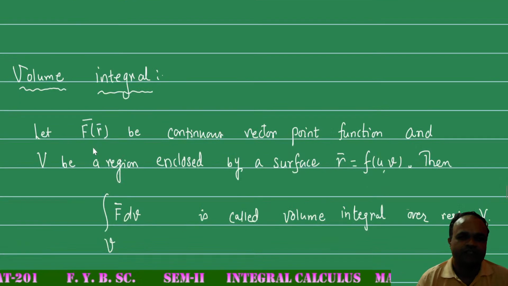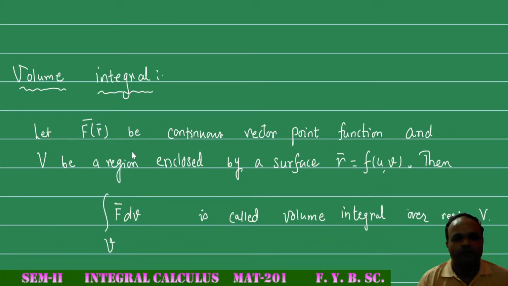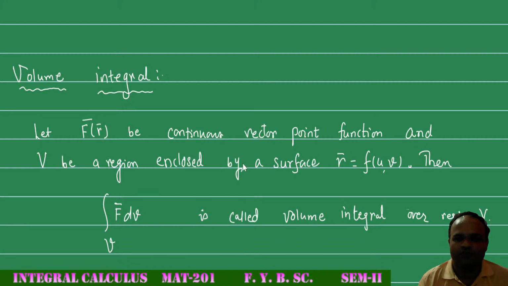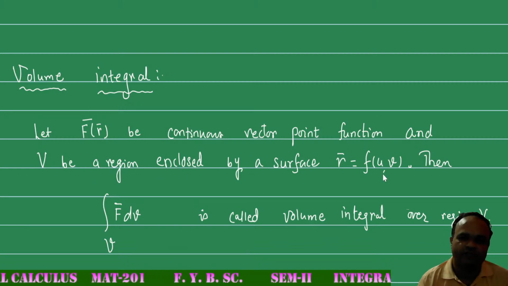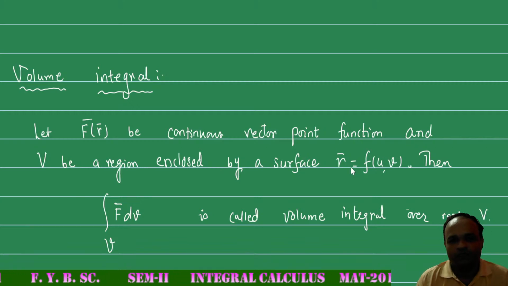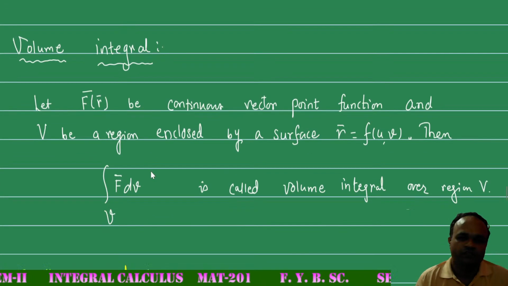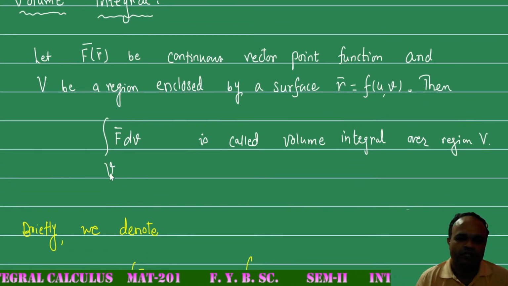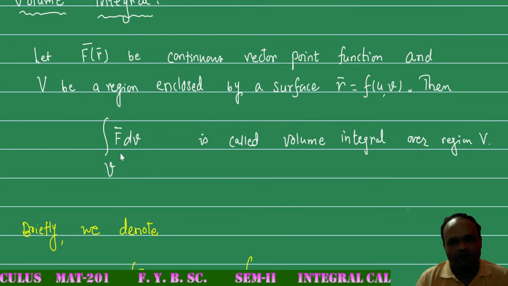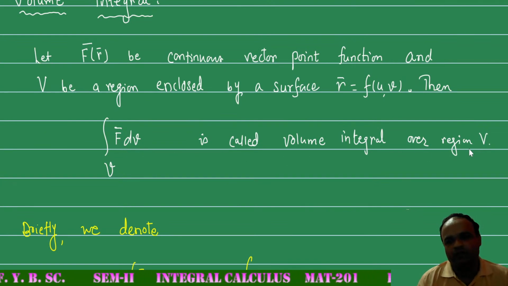So next, there is volume integral. Let's suppose f bar(r bar) is a continuous vector point function, and v is a region enclosed by a smooth surface, that is r bar equal to f(u, v). Then what is the volume integral? The integral over v of f bar dv is called the volume integral over region v.